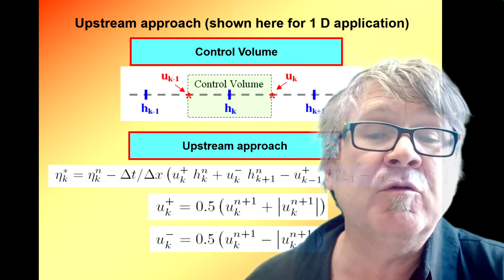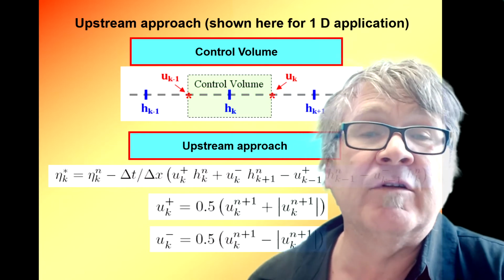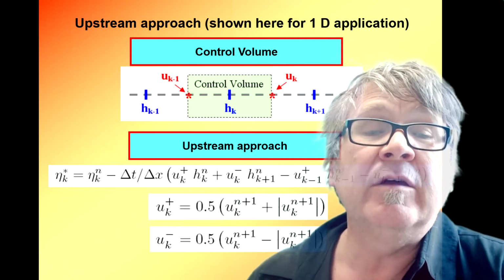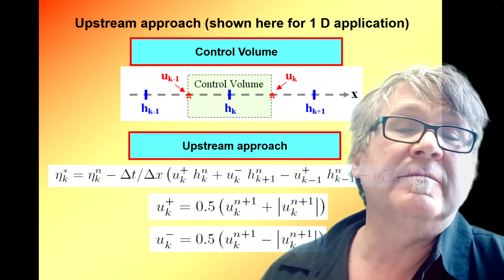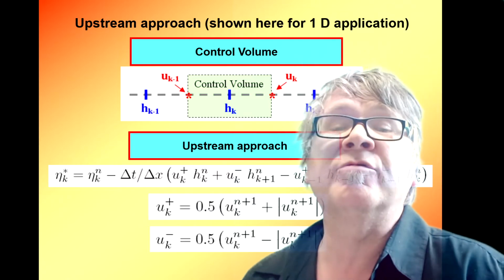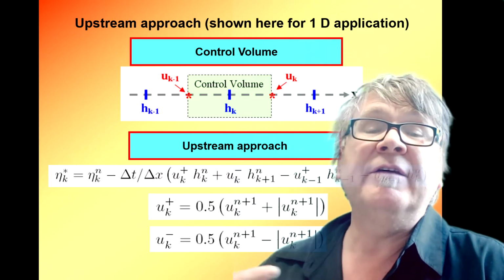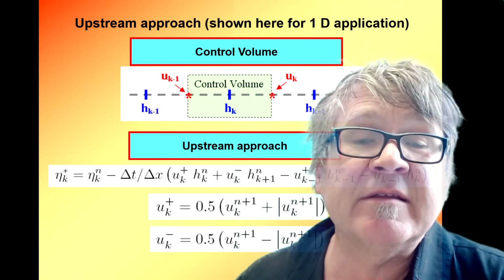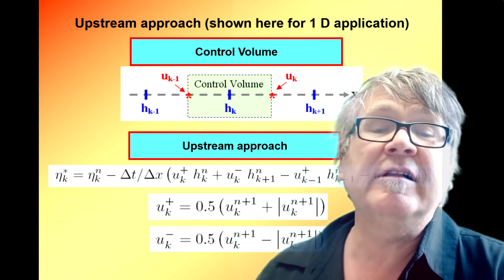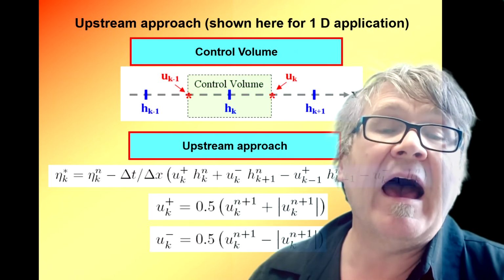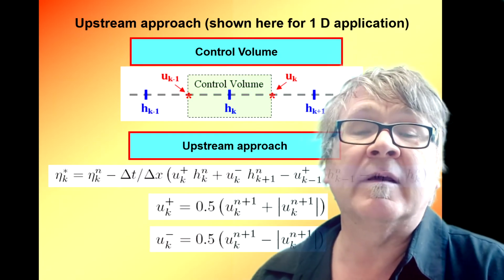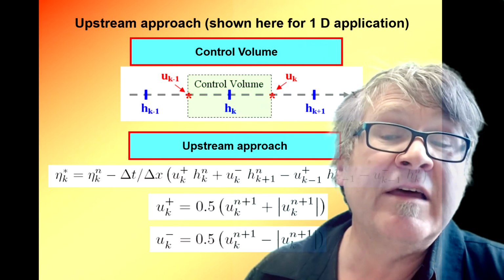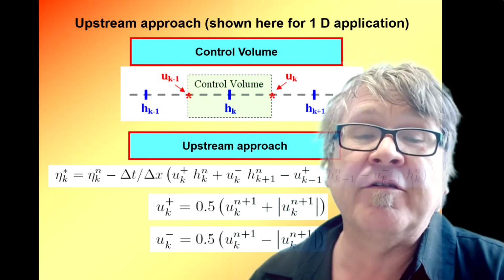use. If the U_k is negative, means the flow comes from east to west, you use H_k+1 and move it into your control volume. If the velocity component is positive, you use the H_k value and move this out of the domain. And equivalent on the left-hand side, the left face of your control volume.